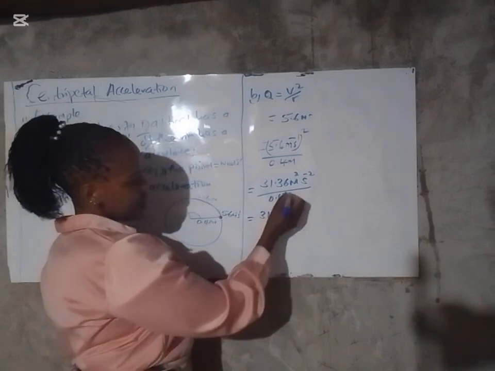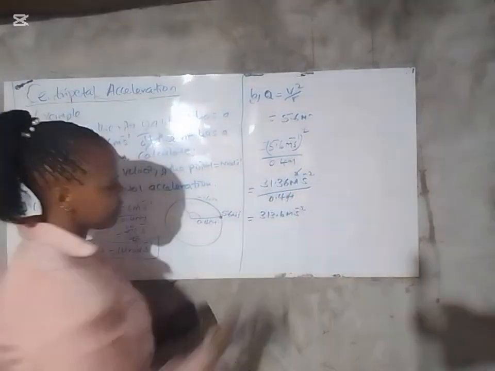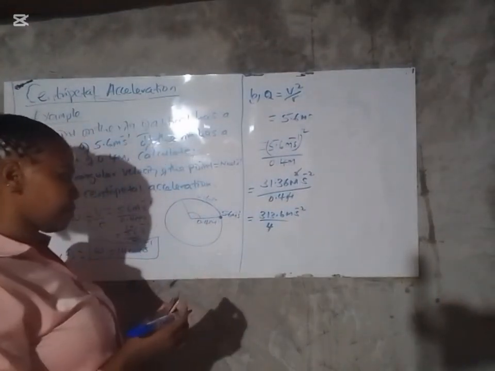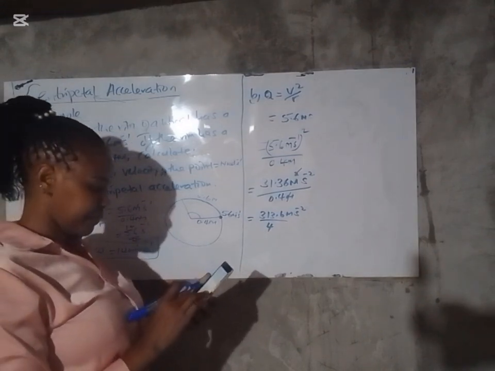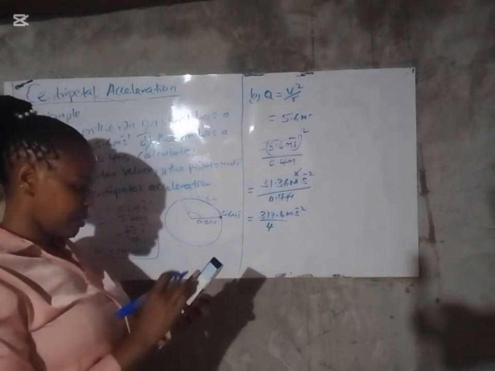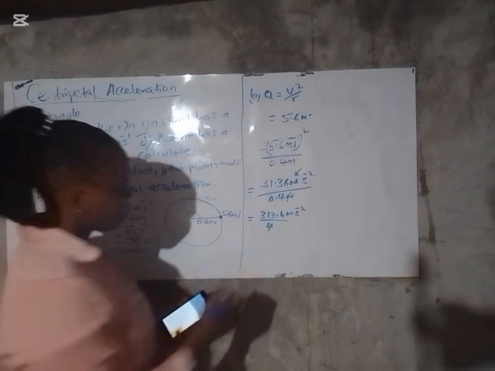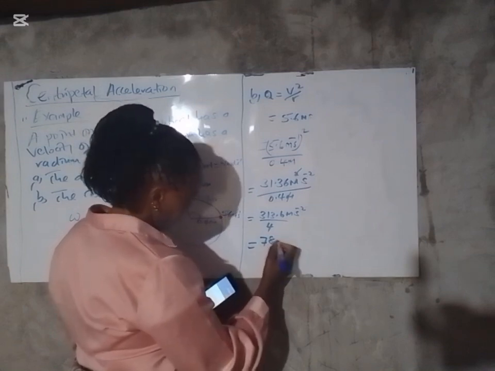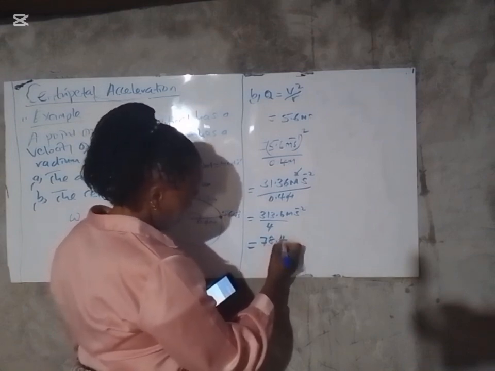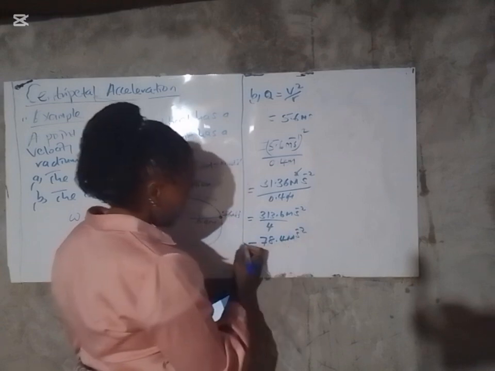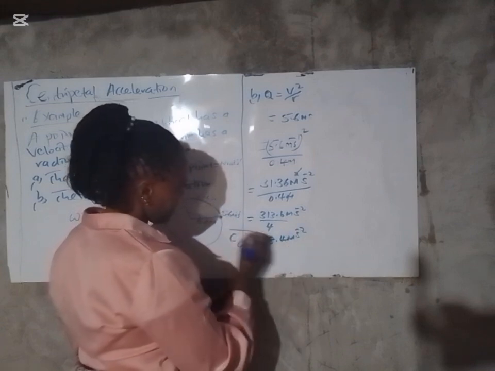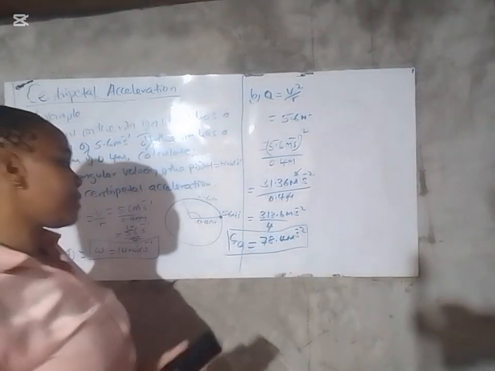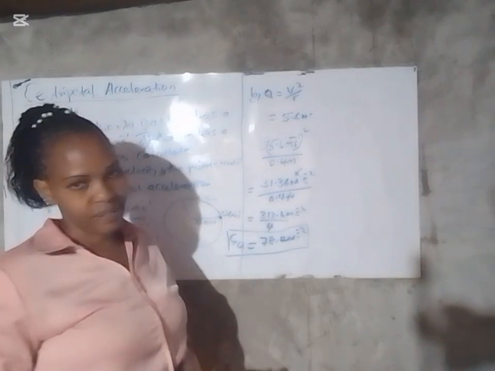Now remember, this meter cancels with 1 meter, leaving us with 1 meter, and then per second squared, divided by 4. So I cancel. So I get 10 by 4, which is equal to 78.4 meters per second squared. That is the centripetal acceleration. So centripetal acceleration is 78.4 meters per second squared.